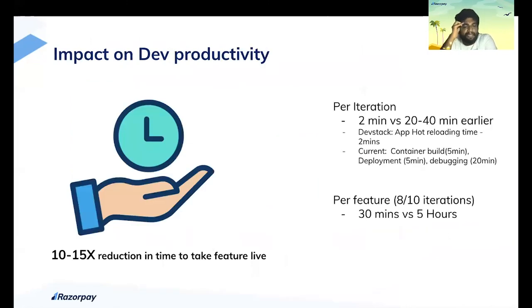What is the impact on dev productivity? We have seen a 10 to 15x reduction in time to take a feature live, because per feature, the time has been reduced from 5 hours to 30 minutes, and per iteration, it has come down to 2 minutes, which was 20 to 30 minutes earlier due to container builds and all the other regular processes.